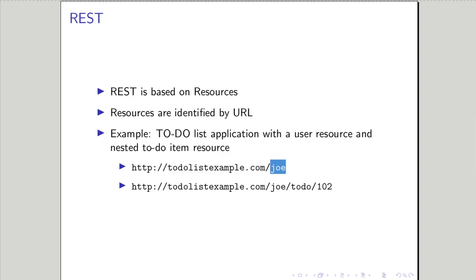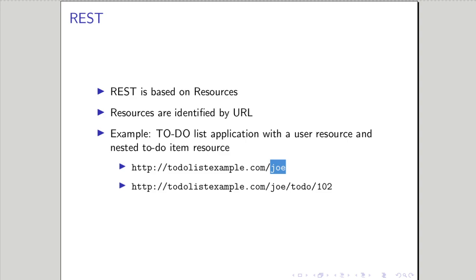Now, for my user resource, I just have a user named Joe plugged in as an example. You can think of this as a slot, like a variable. You just plug in whichever user is there: Joe, Frank, Pete, Sally, Katie, whatever.